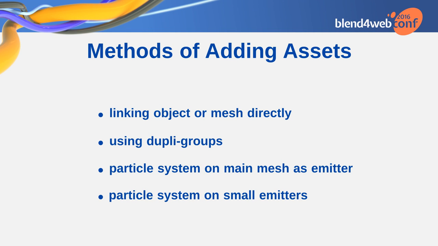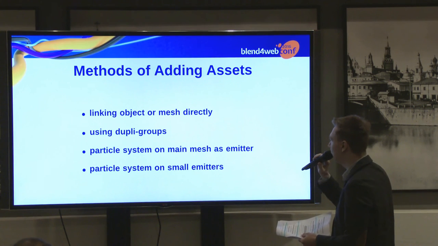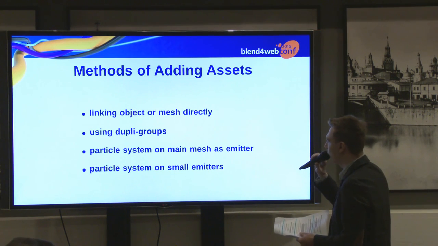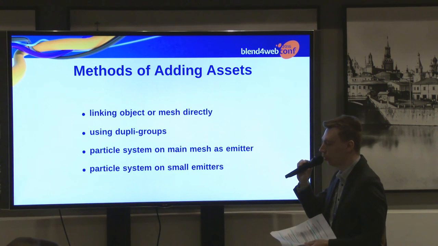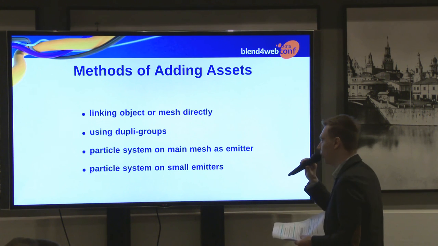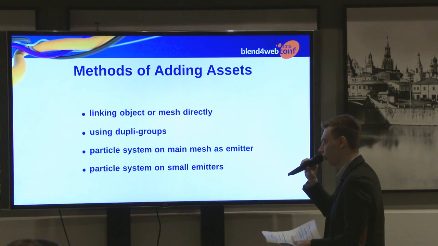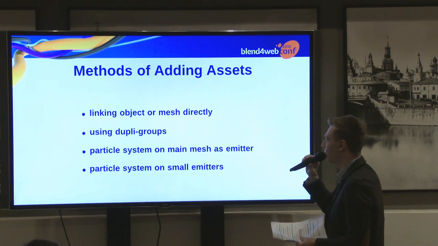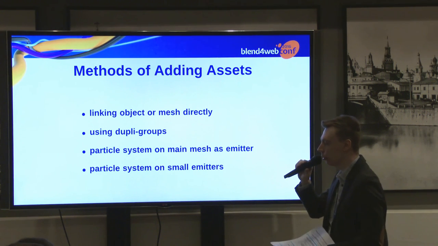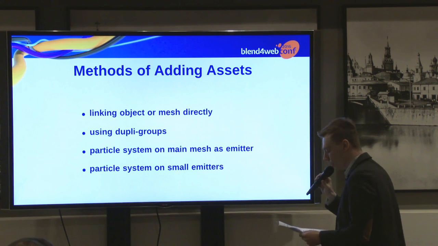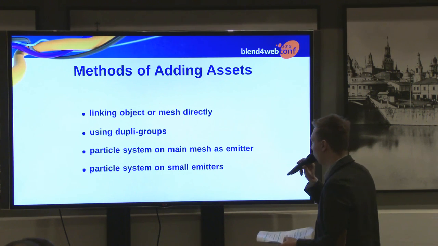So, how can we add assets to the main blend file? Here you can see four points. Only two of these points are really a method to add objects to the main blend file. The last two are only a method to duplicate an already linked object in the main blend file. And the first is directly linking a mesh or object.